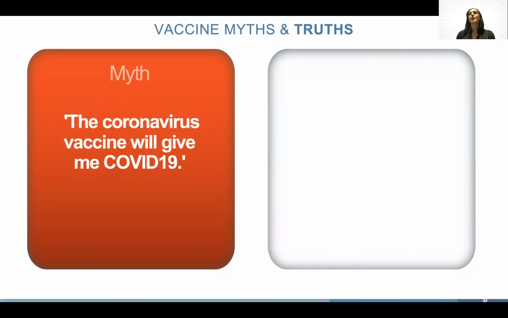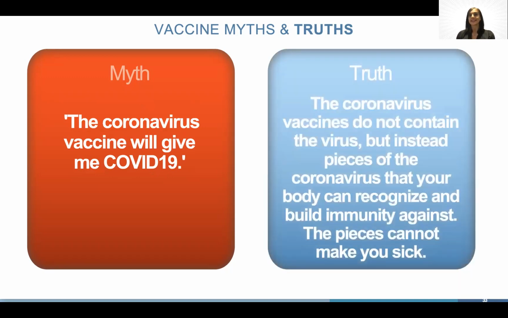Another myth: the coronavirus vaccine will give me COVID-19. This is again simply not possible. All of our vaccines that are approved in the US are delivering to you parts of the virus or giving you the instructions to make parts of the virus. They can never all assemble to give you the actual virus and make you sick. As I mentioned before, there might be some side effects from getting vaccinated, but they are not the same as actually being exposed to the virus.